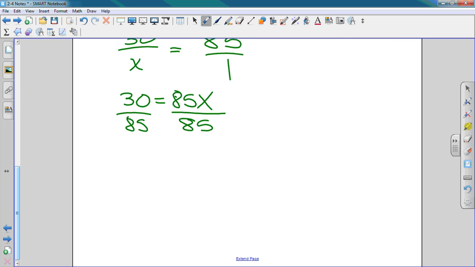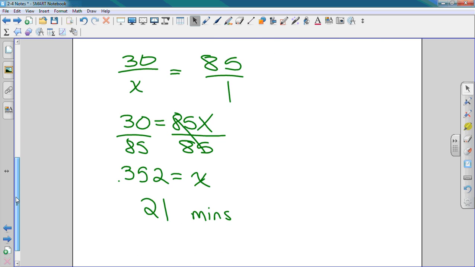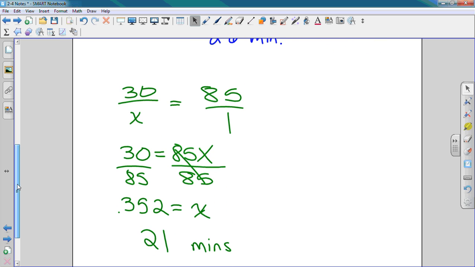I think that'd be somewhere around 0.352. Okay. Multiply that by 60. 0.352 times 60 is 21.176. So 21 minutes, right? So, by increasing your speed 15 miles per hour, how much time did you save? 5 minutes. Yes.